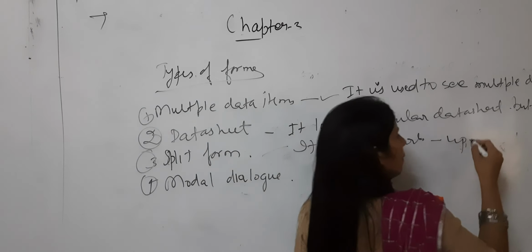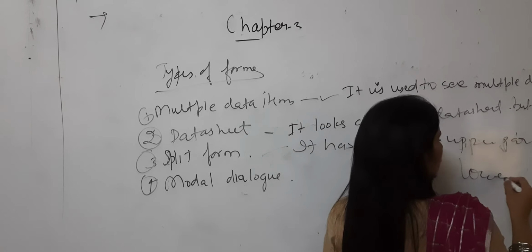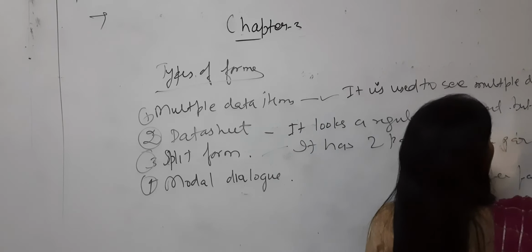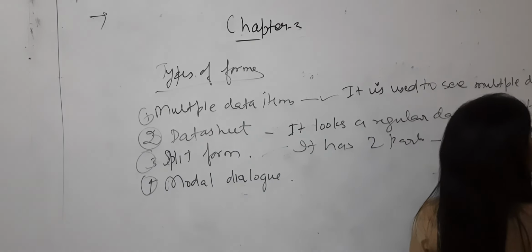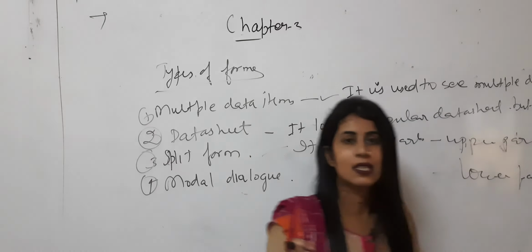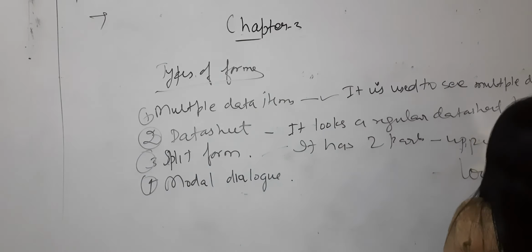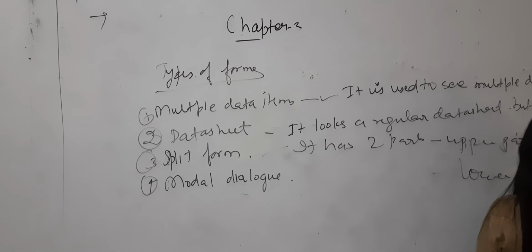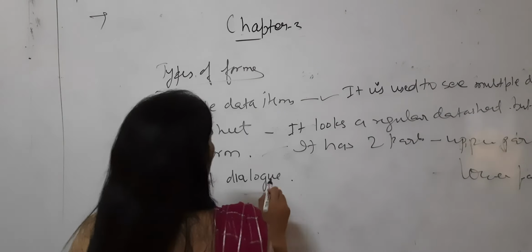First one is the upper part and the next one is the lower part. The upper part shows the form. And what is the lower part? The lower part is used to show the database. The last one is modal dialog.